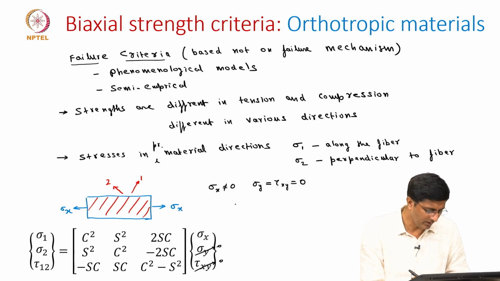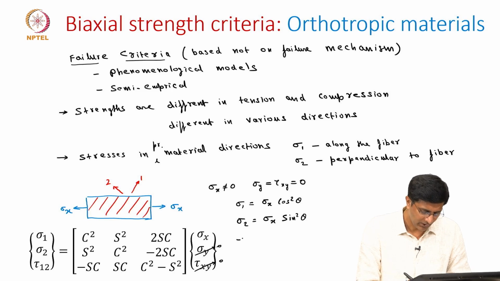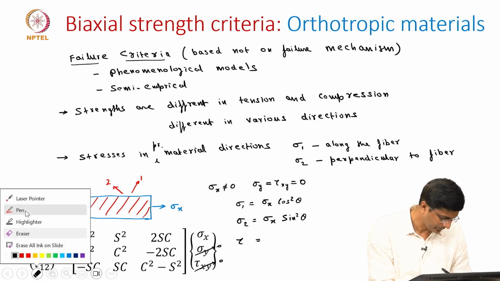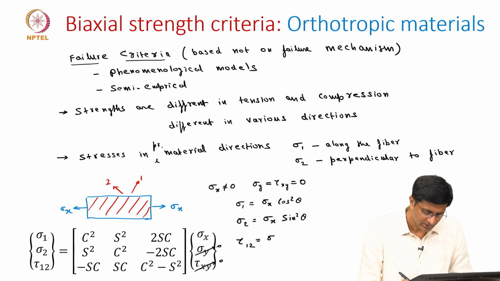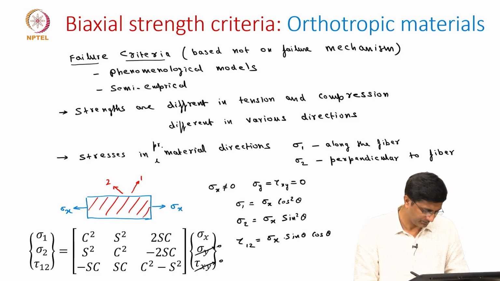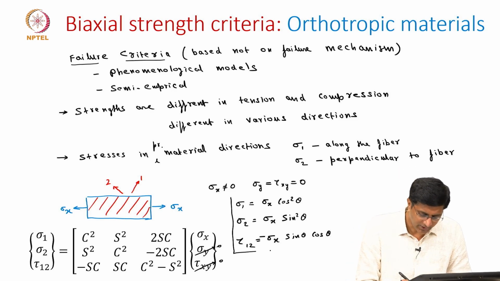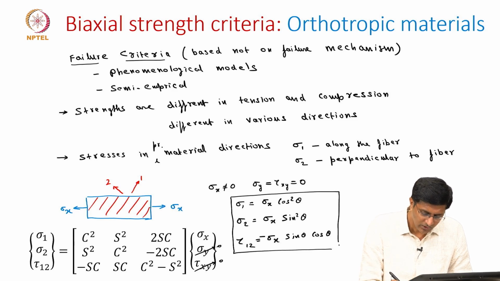So now I should be able to write what sigma 1 is. Sigma 1 is cos square theta times sigma x, and sigma 2 is sigma x times sine square theta, and tau 12 is sigma x sine theta cos theta with a minus sign. Okay, so these are the transformed stresses which we need to use to compare with the failure strengths.